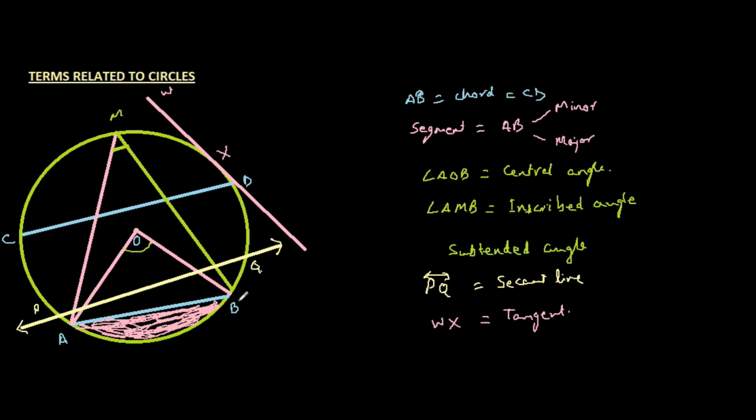And you have already been told that this is the central angle and this is the inscribed angle. And this, AB, is a chord. AO, you know, is the radius. CD is also a chord.